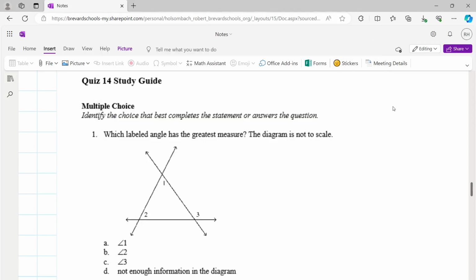All right, quiz 14 study guide. Problem number 1. Which labeled angle has the greatest measure?